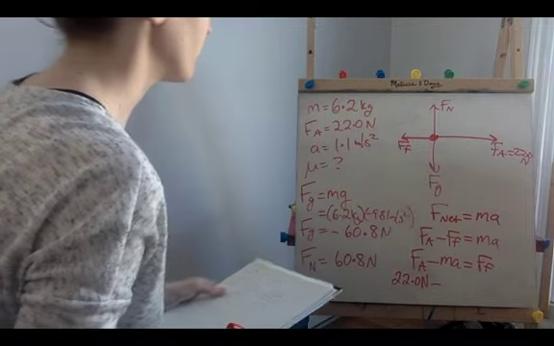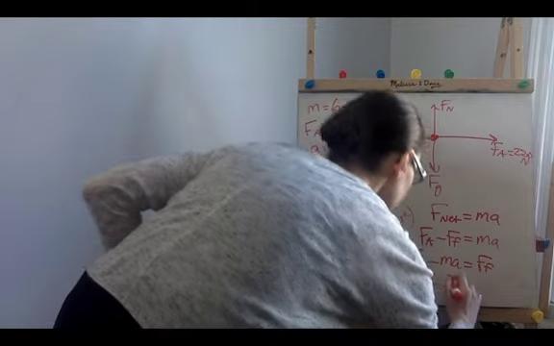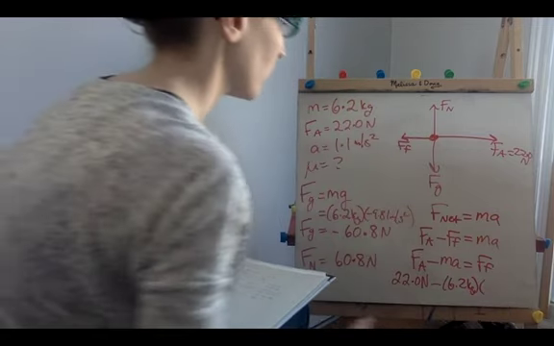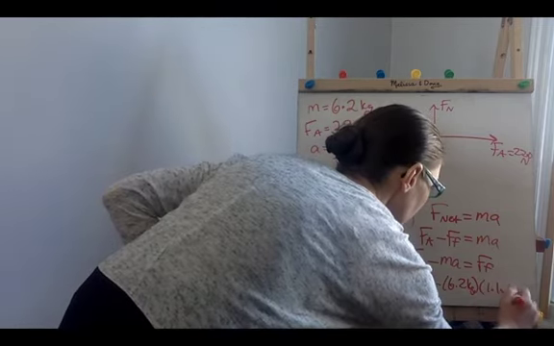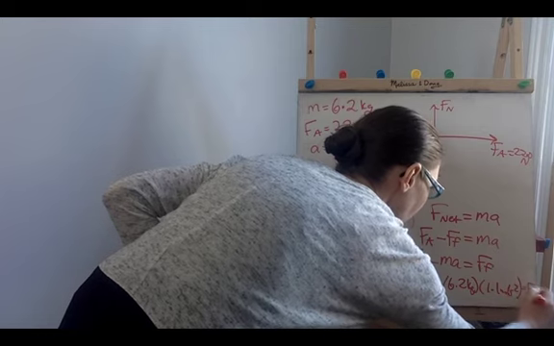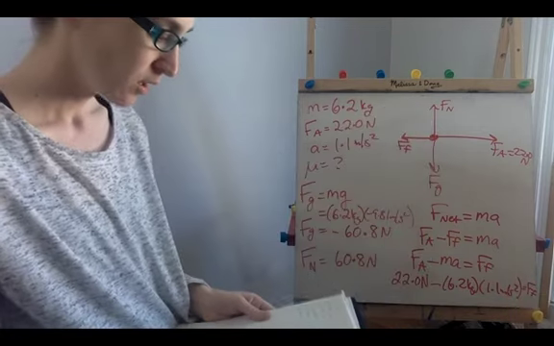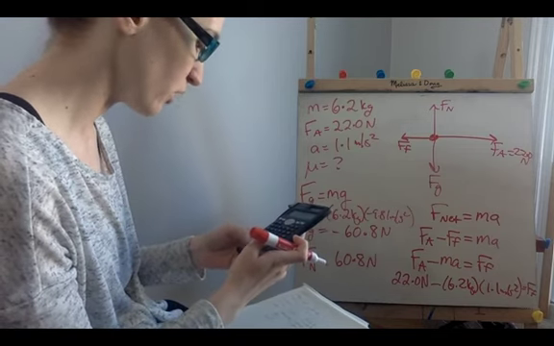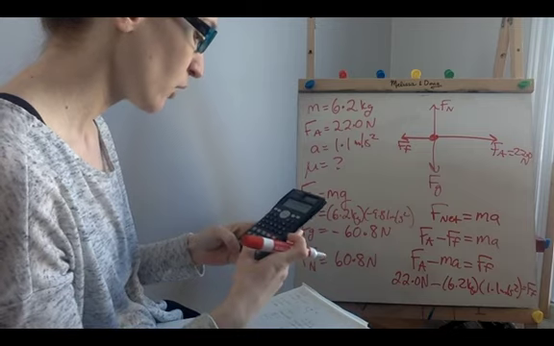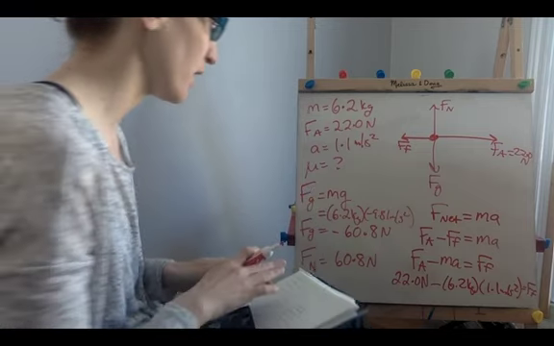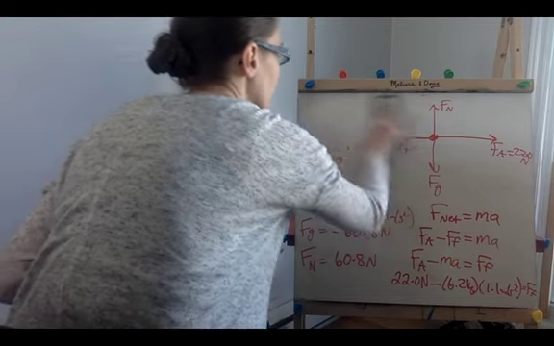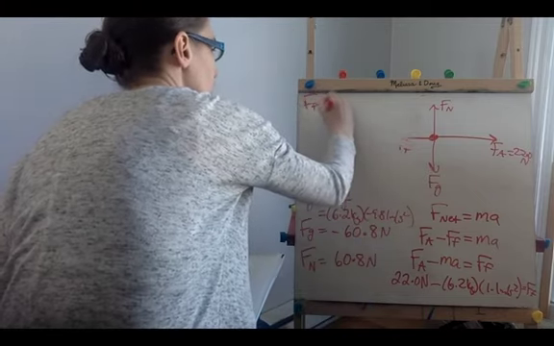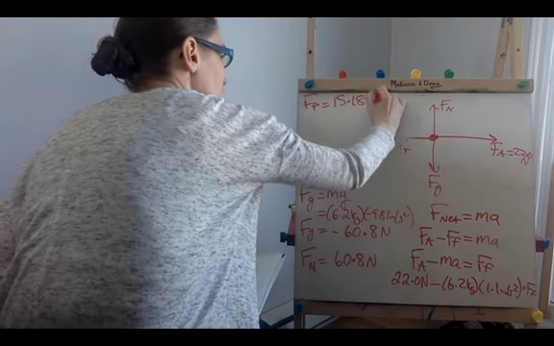We know the mass of the object is 6.2 kilograms. We know the acceleration of the object is 1.1 meters per second squared. And all of that will give us that force of friction. So if we take 22 and we subtract 6.2 times 1.1, we get a value of 15.18. So now we have that our force of friction is equal to 15.18 newtons, right?